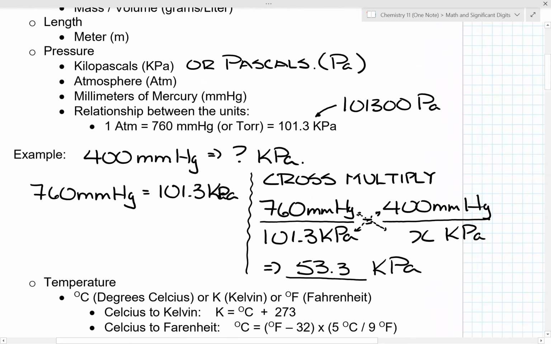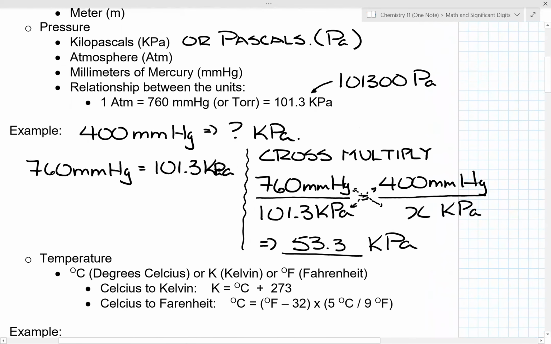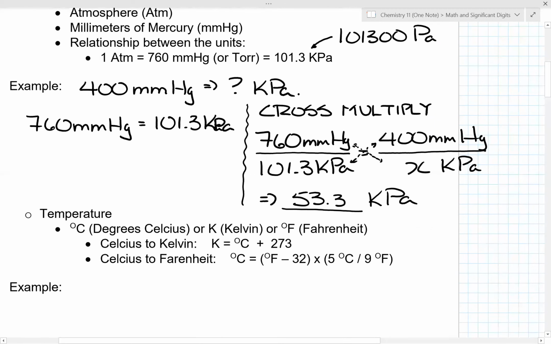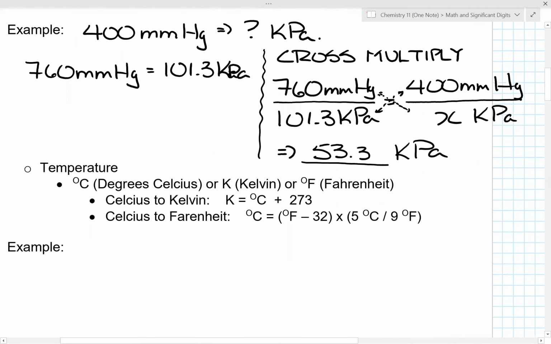Okay. Now, for temperature, we actually have 3 different units that we potentially can use. It's either degrees Celsius, Kelvin, or Fahrenheit. Now, most of you are familiar with degrees Celsius and Fahrenheit, and you may never have been exposed to Kelvin before, but Kelvin is used in chemistry as another way of measuring temperature.